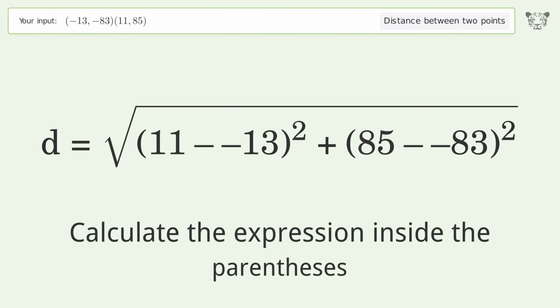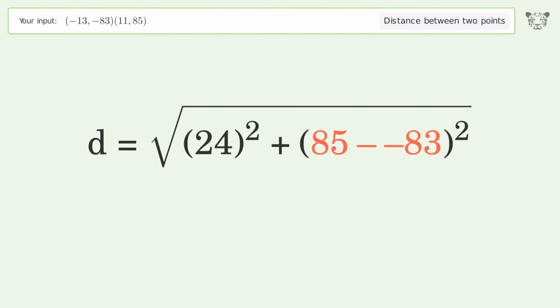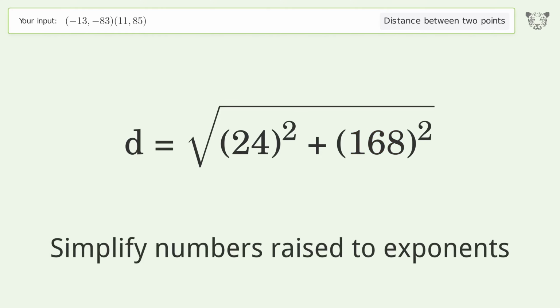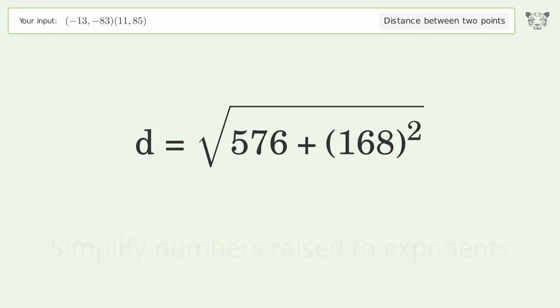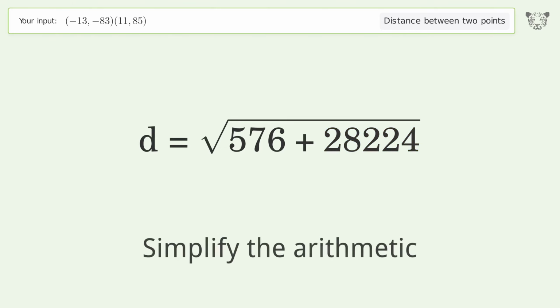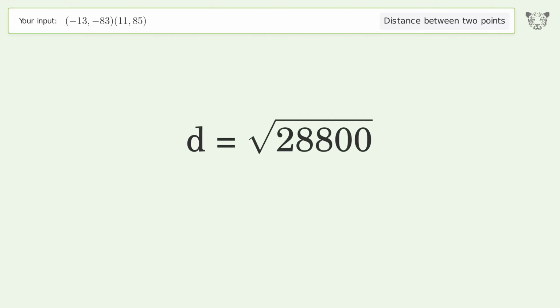Calculate the expression inside the parentheses. Simplify numbers raised to exponents. Simplify the arithmetic. And so the distance between the 2 points is the square root of 28,800, or 169.706.